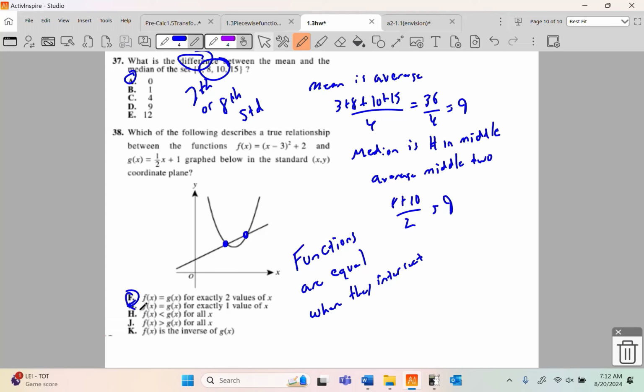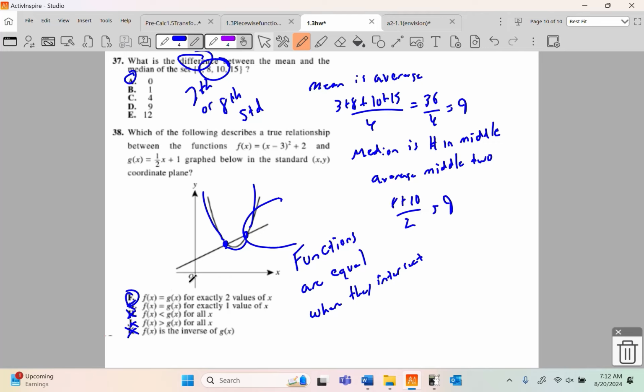H says f of x is less than g of x. That's not true. F of x is above g of x for most of its life. J says f of x is greater than g of x. That's true, except right there. And K says they're inverses. No, they're not. The inverse of this graph would look like that. So that's not true either. It was just choice F.